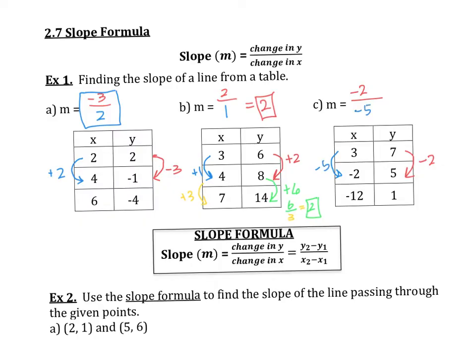Can I simplify this? I can cancel the negatives. So this is going to turn into +2 over 5.